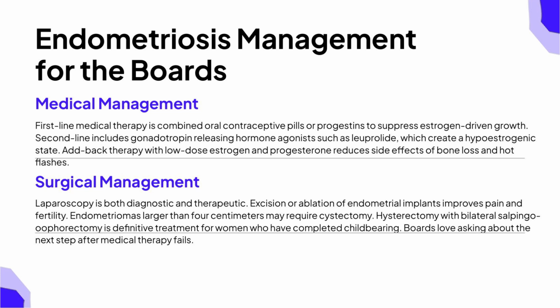and hot flashes. For surgical management, laparoscopy is both diagnostic and therapeutic. Excision or ablation of endometrial implants can improve both pain and fertility. Endometriomas larger than 4 centimeters may require cystectomy. Hysterectomy with bilateral salpingo-oophorectomy is definitive treatment for women who have completed childbearing. The boards love asking about the next step when medical therapy fails, and the answer is usually laparoscopy.